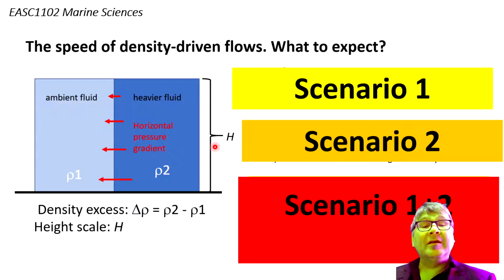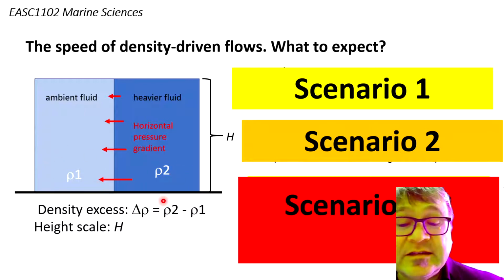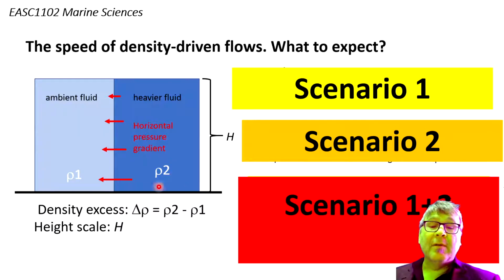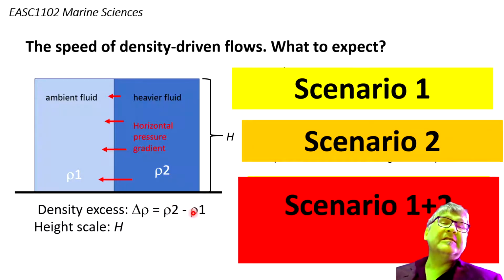What we also know is what the densities are, and the densities are called here rho 2 and rho 1. And we know what the density difference is, rho 2 minus rho 1. We already assume that the individual densities don't matter. The only thing that matters is actually the difference. If the density in the entire tank is rho 2, there will be no density-driven flows. It's only about the difference. And the height scale H.